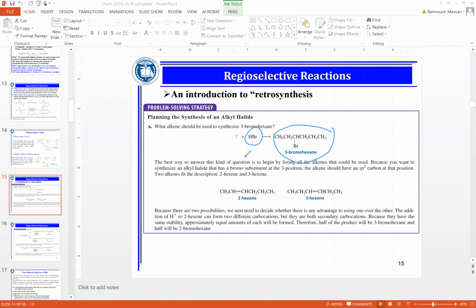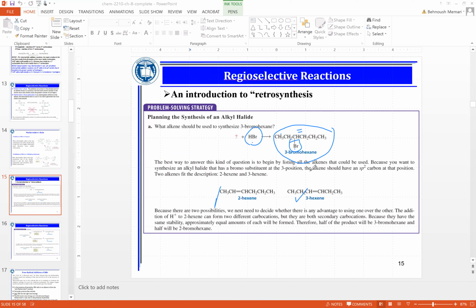Or if both of them are the same, then you want to see which is going to give you a better or more stable carbocation or intermediate. So if we already know the location for Br, we have two choices. The carbon-carbon double bond would have been on the carbon that carries the Br with the carbon on the right side, or the carbon that carries the Br with the carbon on the left side. So basically 2-hexene or 3-hexene.